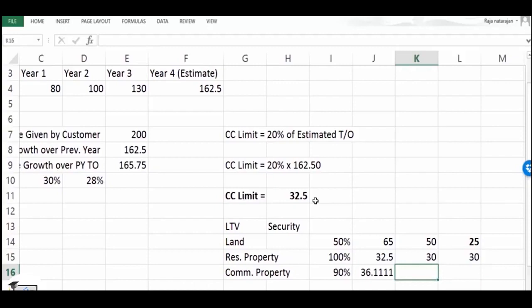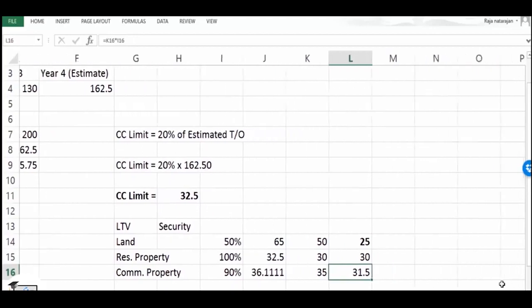And let's say the commercial property that is available is only 35 million. Then on 35 million, the bank may lend 90%, which is 31.5. Eligibility is 32.5, but whichever is lower is going to be the criteria. So the bank is going to consider only 31.5.